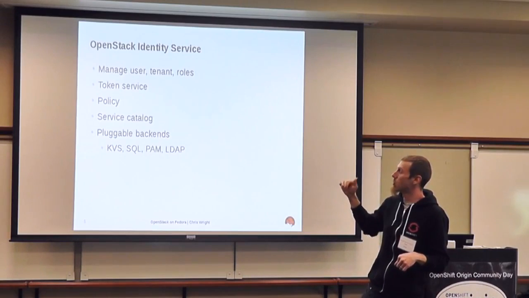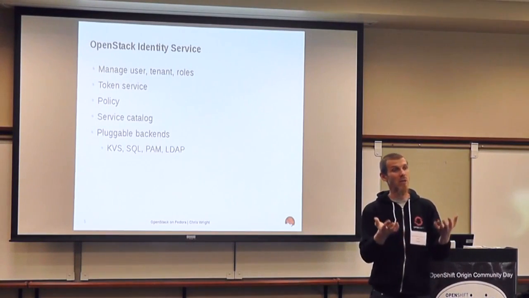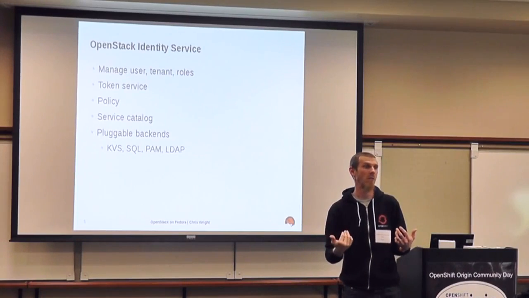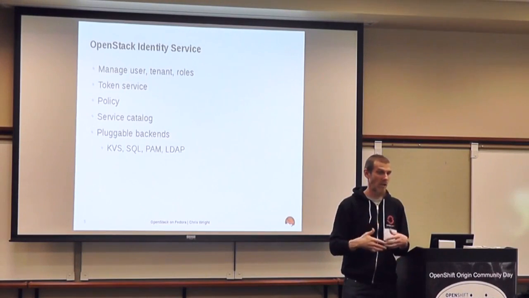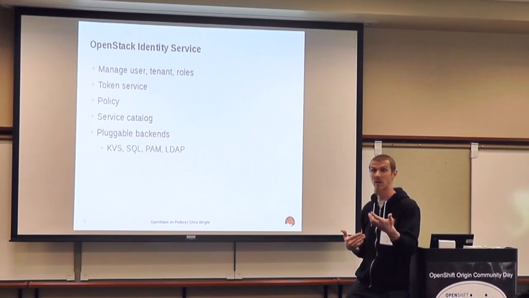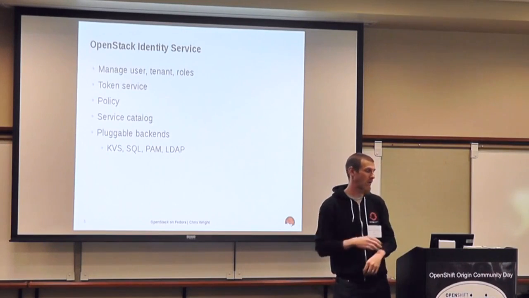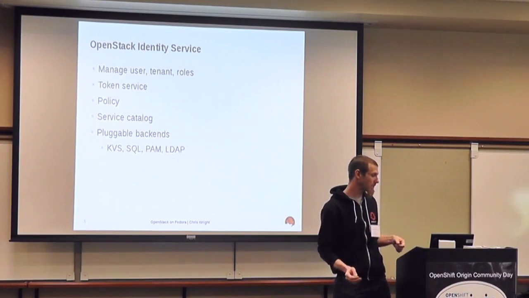Similarly, as a service, you register with the identity service, and then as a user, you can get a service catalog of the services that are available to you. So you log in, you give your credentials, you get back not only a token, but also potentially a full service catalog of what the service endpoints are and what the services are that are available in the system.